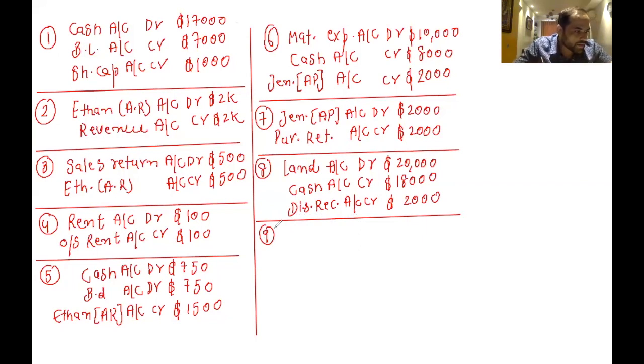Number 9 is borrowed money from bank, 7,000 is returned. So bank loan return debit for 7,000 and cash credit for 7,000. Yes, bank loan return or bank loan debit, anything. Bank loan return account debit and cash account credit 7,000.